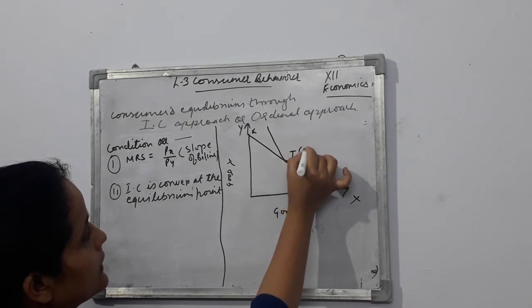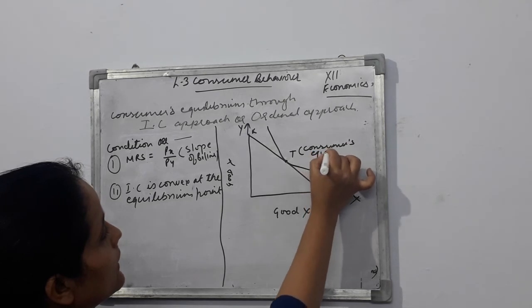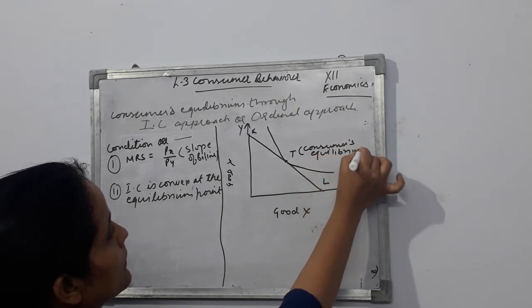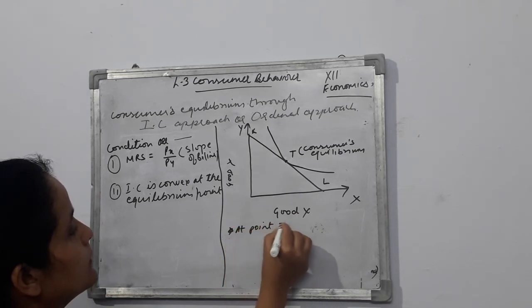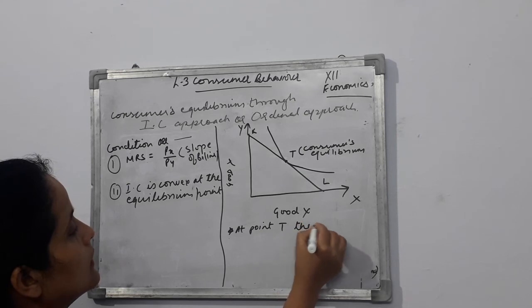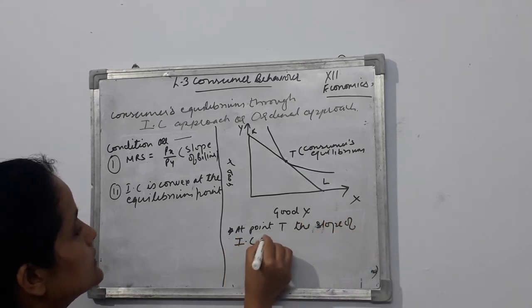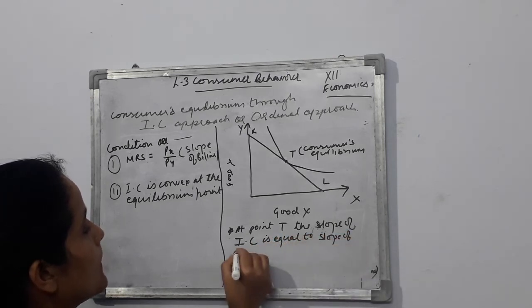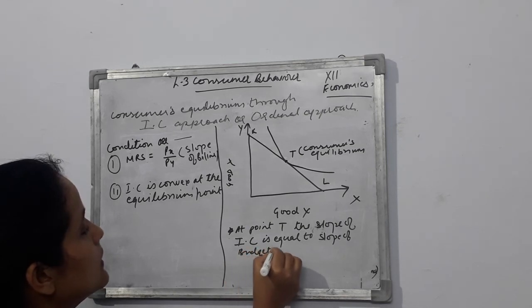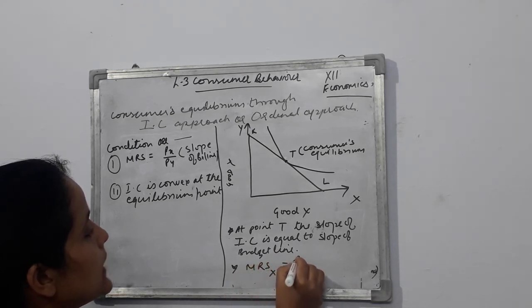At point T, consumer will be in equilibrium. Why? At point T, the slope of indifference curve is equal to slope of budget line. That is, marginal rate of substitution of x for y is equals to px upon py.